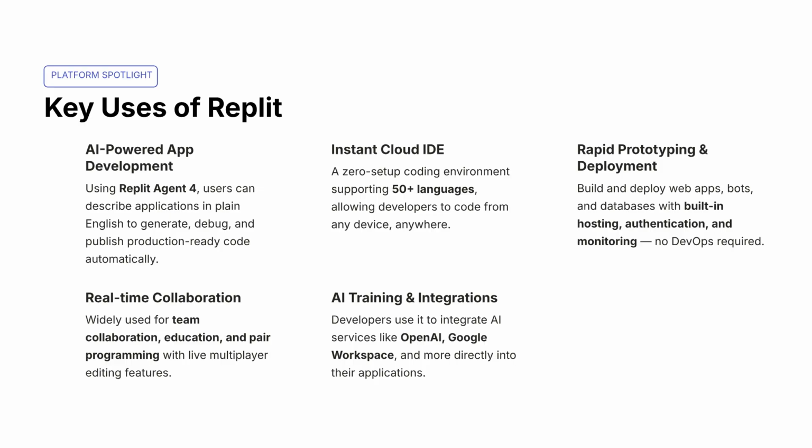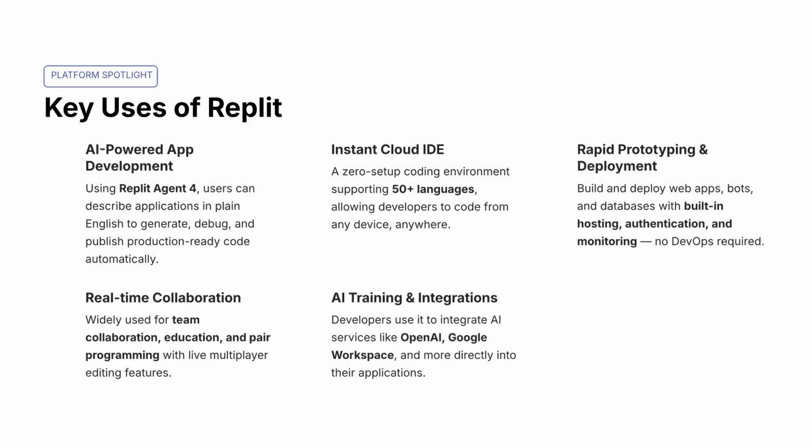Let's break down what Replit is actually used for. The AI-powered dev workflow is the headline feature. Replit Agent 4 can take a plain English description and generate production-ready code. That's not just autocomplete, that's full app generation. As a cloud IDE, it supports 50-plus languages with zero setup. You can code from any device, even a Chromebook.